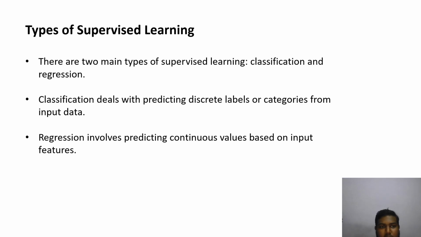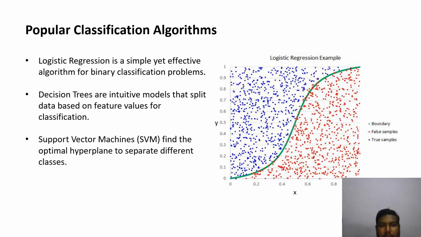Next, we will discuss popular classification algorithms. Mainly three algorithms. One is logistic regression, decision trees, and support vector machines like SVM. You can see the logistic regression example in this diagram. Logistic regression is a simple yet effective algorithm for binary classification problems.